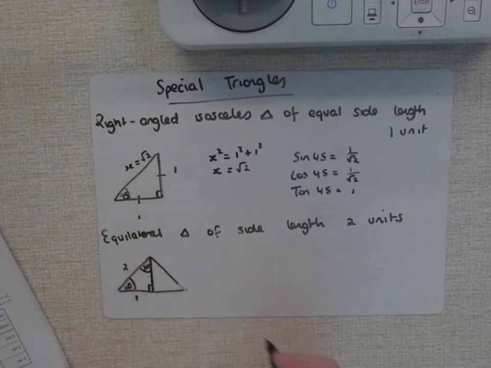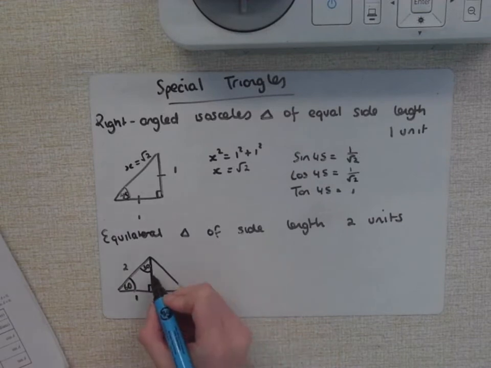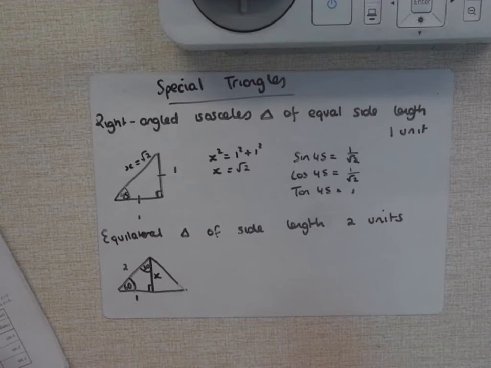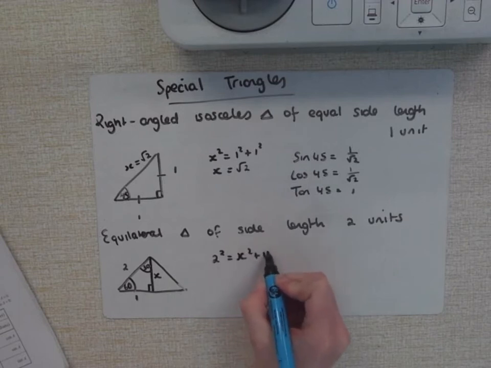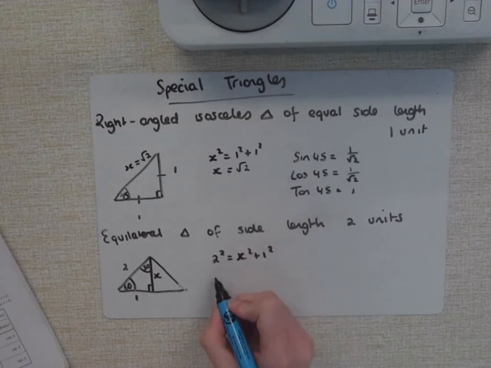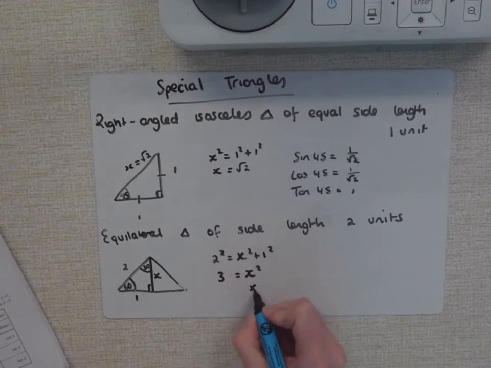Lovely. Okay? Again, that's a 60 in the corner. I know it's not that clear. 60 and 30. Okay? Now we can use Pythagoras again. Okay? And we can find sine of 60, sine of 30, and so on. So if we're going to use Pythagoras, the hypotenuse squared is the other side squared plus the other side squared. So that's 4. Take 1 is 3. So x squared is 3. X is root 3.